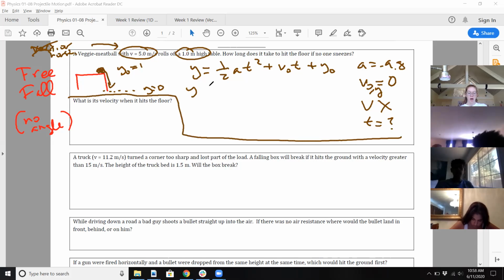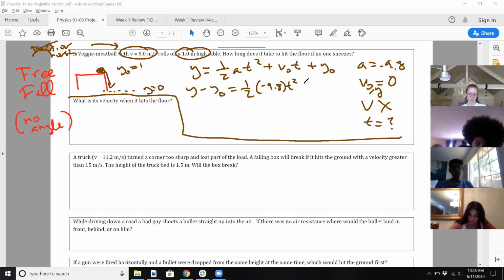Okay, take 3. Sorry about that. 1/2, again, negative 9.8 t squared plus 0, and that's -1 equals -4.9 t squared. So when we solve for t, I'll just tell you right now, it's going to be about 0.45 seconds.